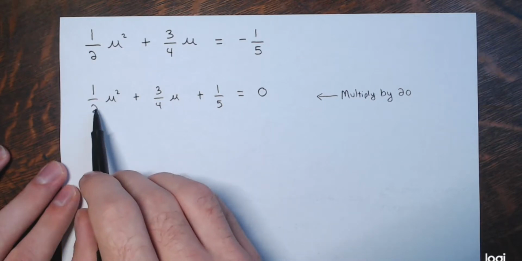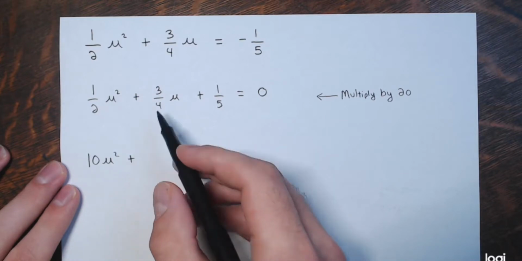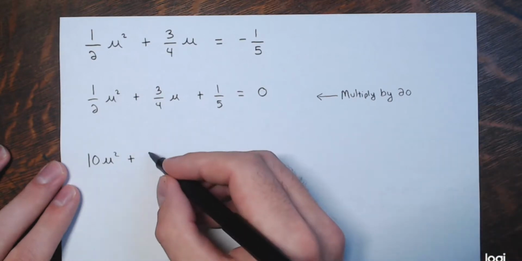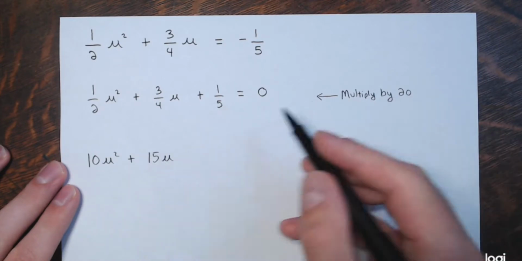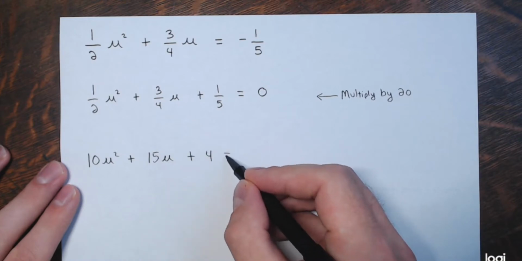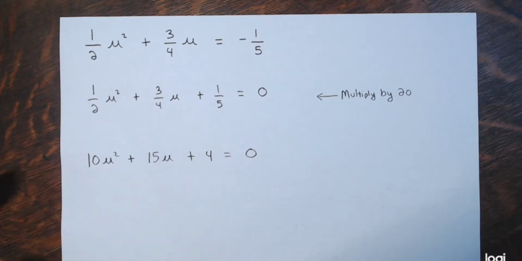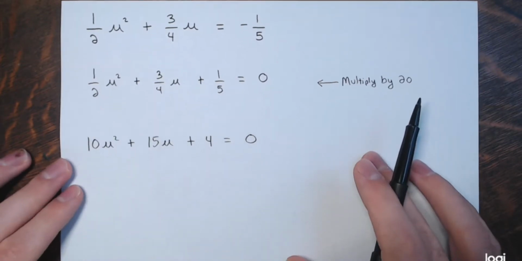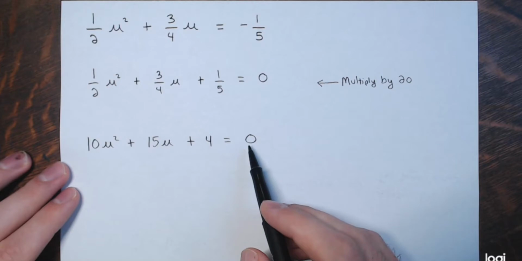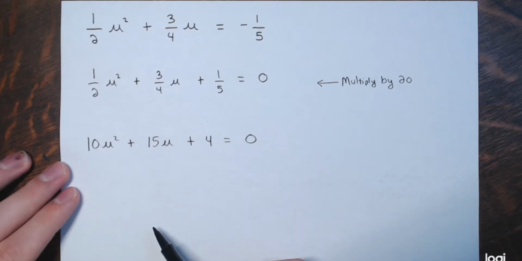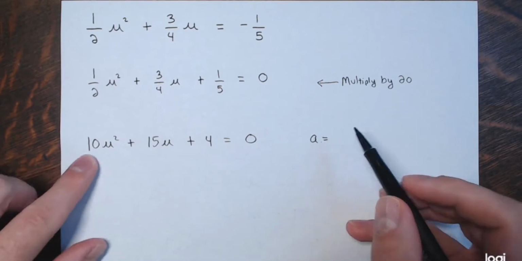So 20 times 1/2 is 10, so this is 10u squared plus, and then 3/4 times 20 would be 15, plus 15u, and then 1/5 of 20 is 4, so plus 4 equals 0, and this is also valid. These are the same equation, just multiply both sides by 20. They'll have the same solutions, they're equivalent equations. Now I'm going to use this equation in standard form and find its solutions by jumping into the quadratic formula. So the value of a here is 10.